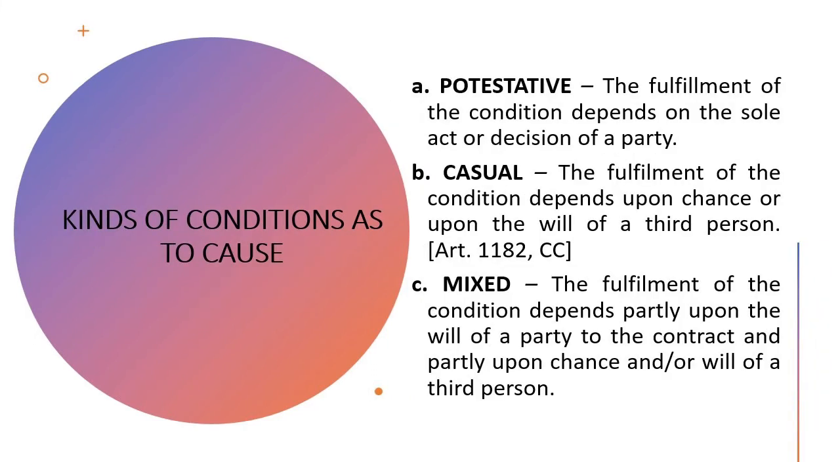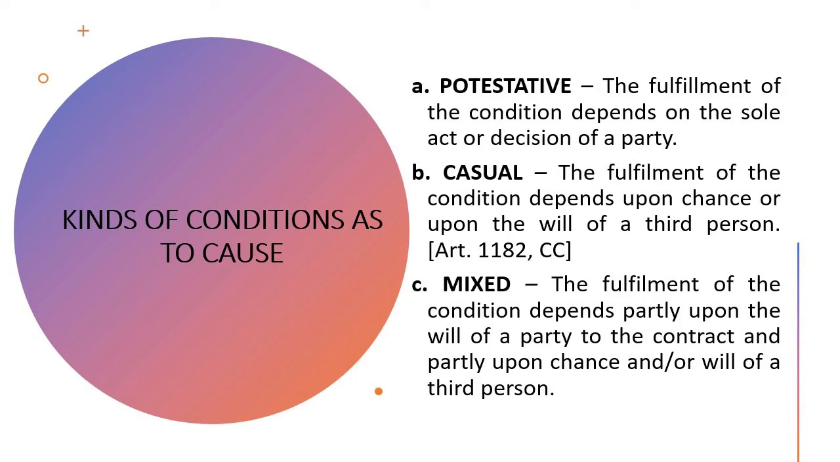The kinds of condition as to cause. Potestative: the fulfillment of the condition depends on the sole act or decision of a party. In other words, it depends upon the will of a party to the obligation. Casual: when the fulfillment of the condition depends upon chance or upon the will of a third person. Mixed: the fulfillment of the condition depends partly upon the will of a party to the contract and partly upon chance and or will of a third person.